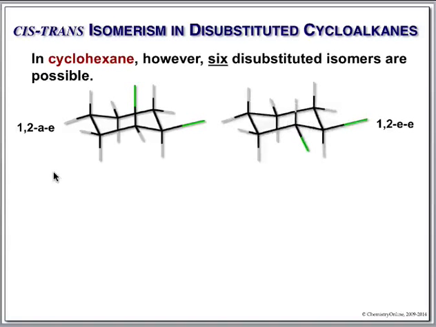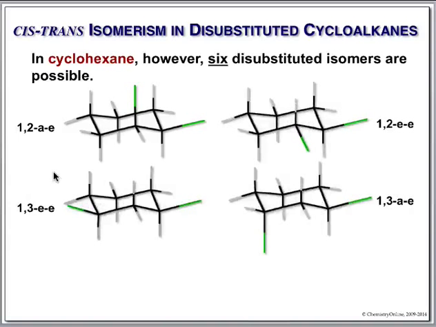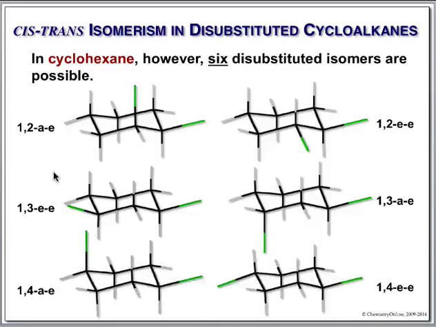If we had substituents at carbons 1 and 3, this is equatorial, that's equatorial, they're both going up, that's going to be cis. Going up, going down, this one's going to be trans. Carbons 1 and 4, going up, cis, axial, equatorial, cis, equatorial, equatorial, up, down, trans. You see why it's important to be able to draw these things perfectly, so that you can clearly see that this is heading up, this is heading down, and it's a trans isomer.